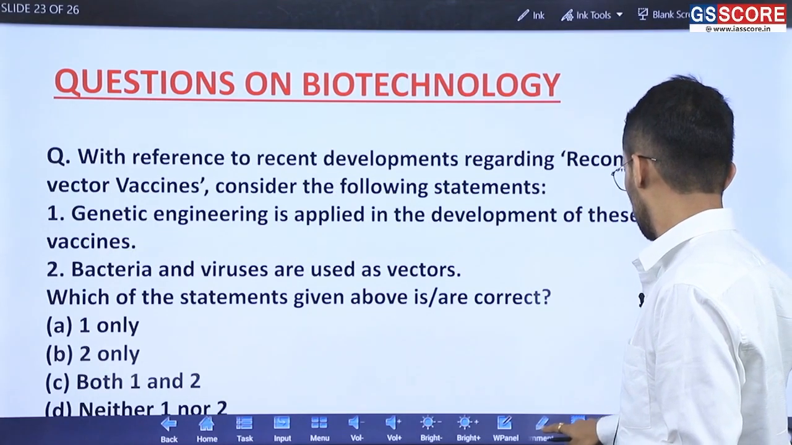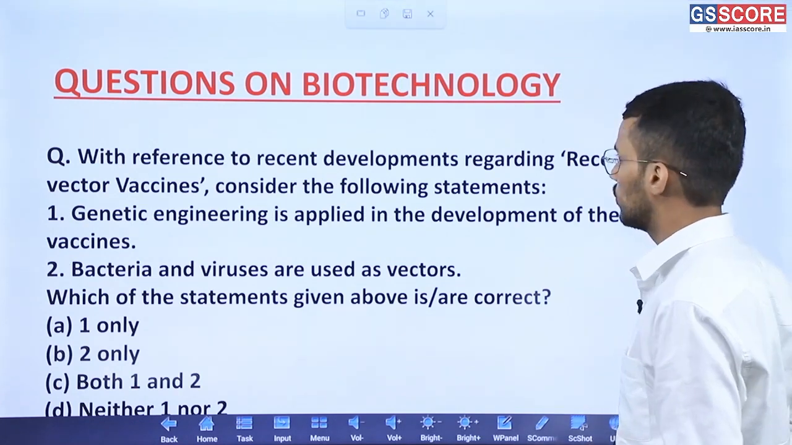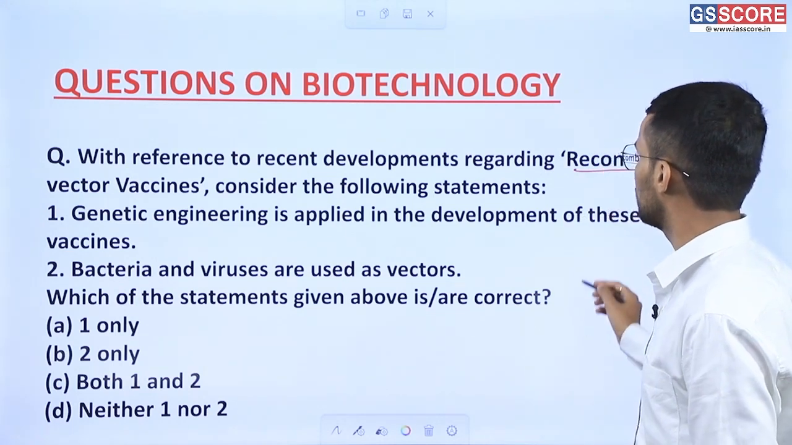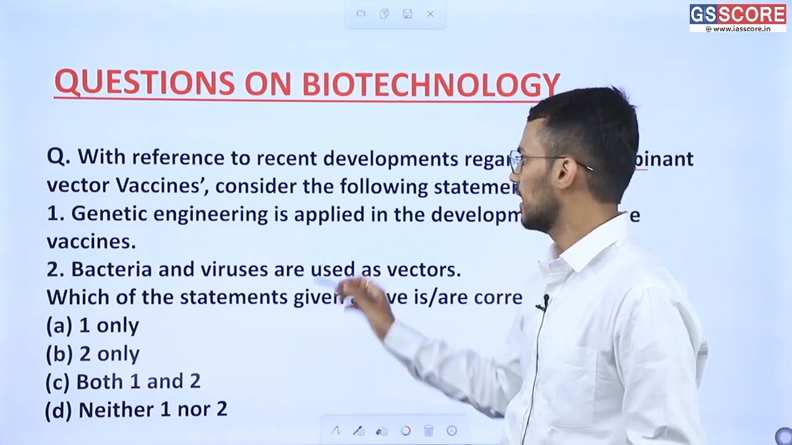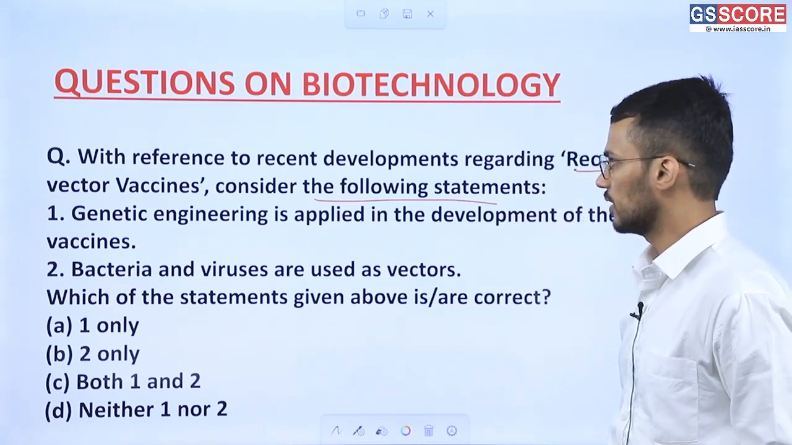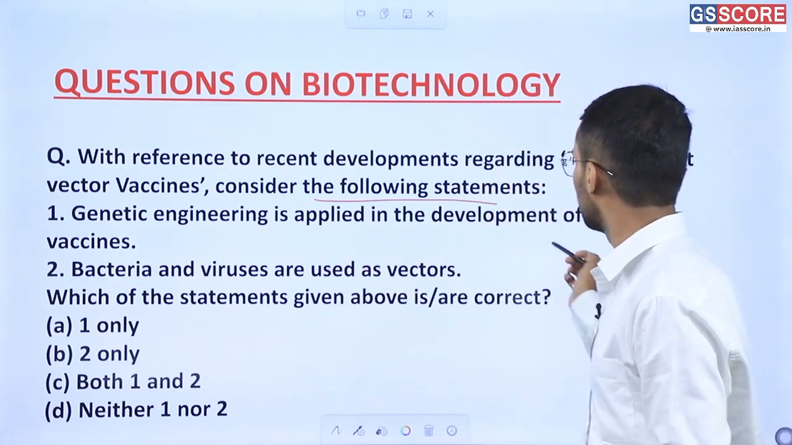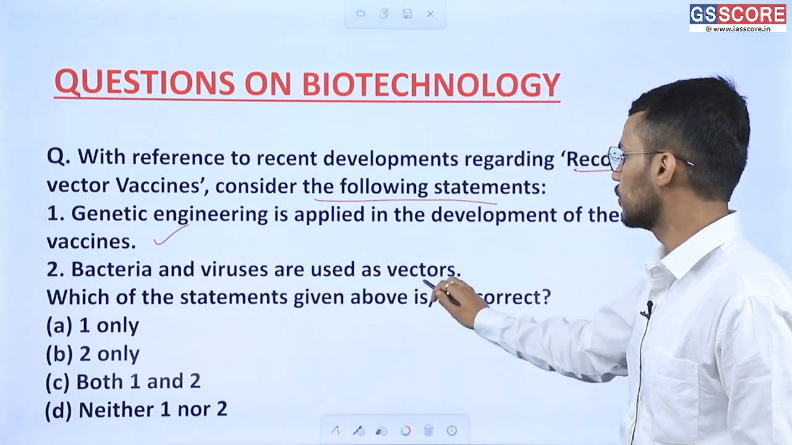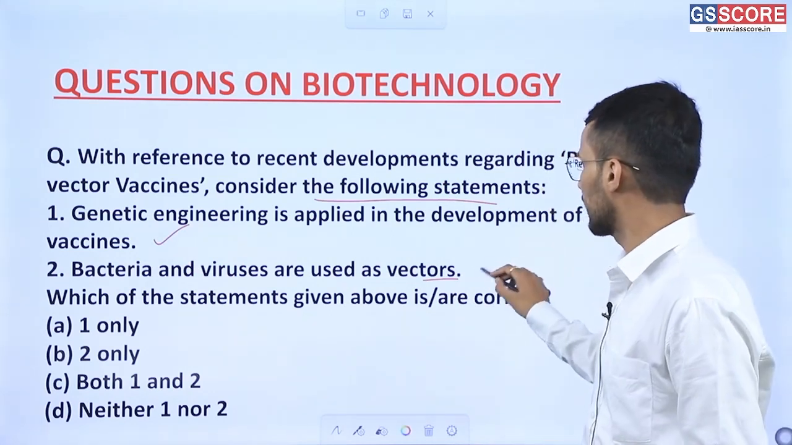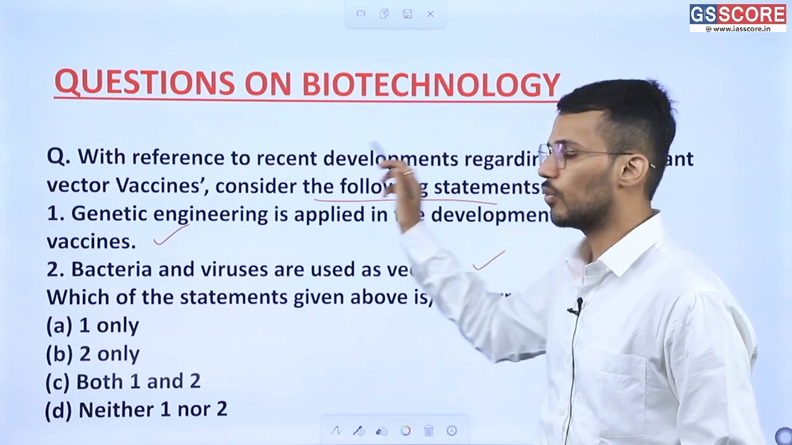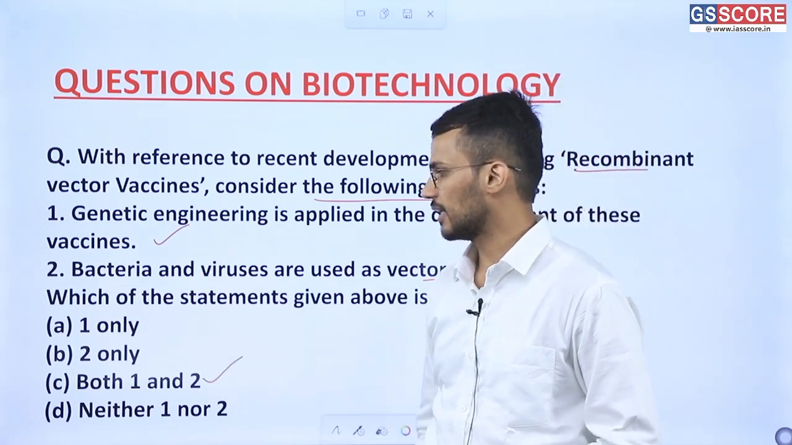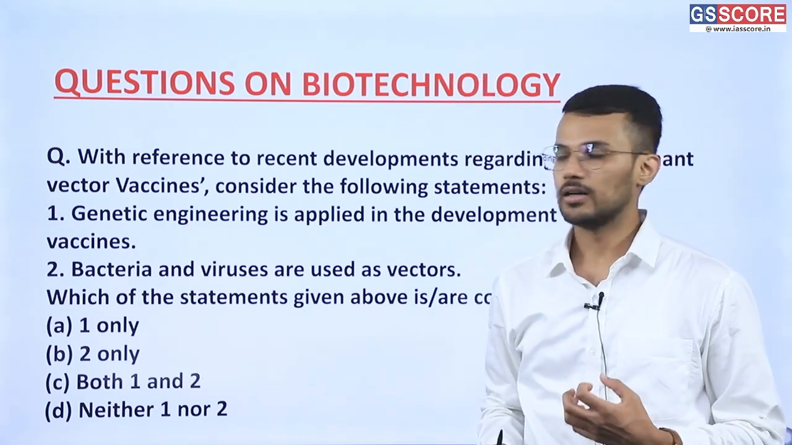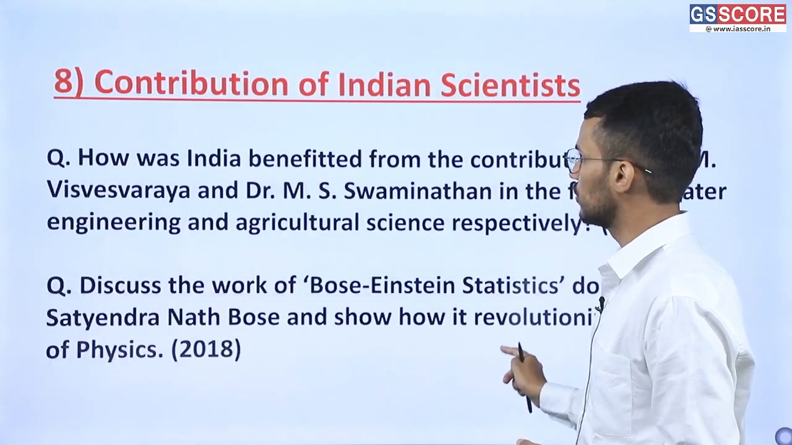One more question from 2021's exam. With reference to recent developments regarding recombinant vector vaccines, consider the following statements. First, genetic engineering is applied in the development of these vaccines, right? Correct statement. Second, bacteria and viruses are used as vectors. So this is also a correct statement related to recombinant vector vaccine. So both these statements are correct, and hence answer is C, right? So such questions are asked by UPSC in the prelims examination on biotechnology chapter.